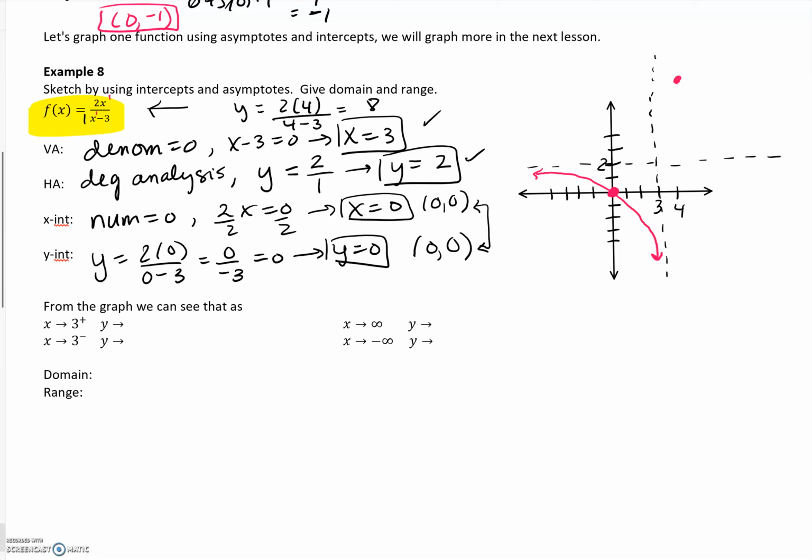And that pretty much tells me what my sketch is going to look like. It has to approach this asymptote, and it has to approach the other asymptote. So that must be the general shape of this graph without having to refer to my TI.